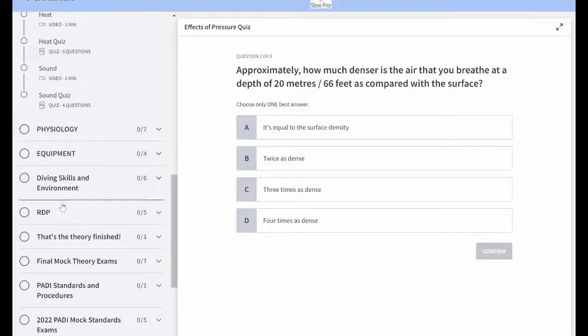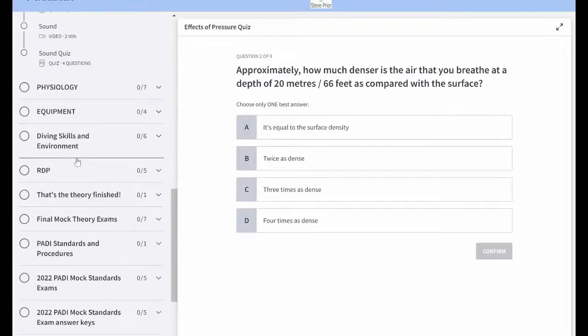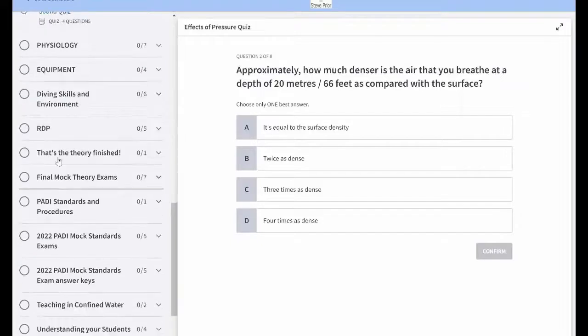If we work down, there are loads of RDP questions, loads of diving skills and environment material, and loads of videos on there to help you if you're not too sure how all that stuff works. When you've done all the theory, what we can do then, if you want to at this stage, is go to the final mock theory exams.